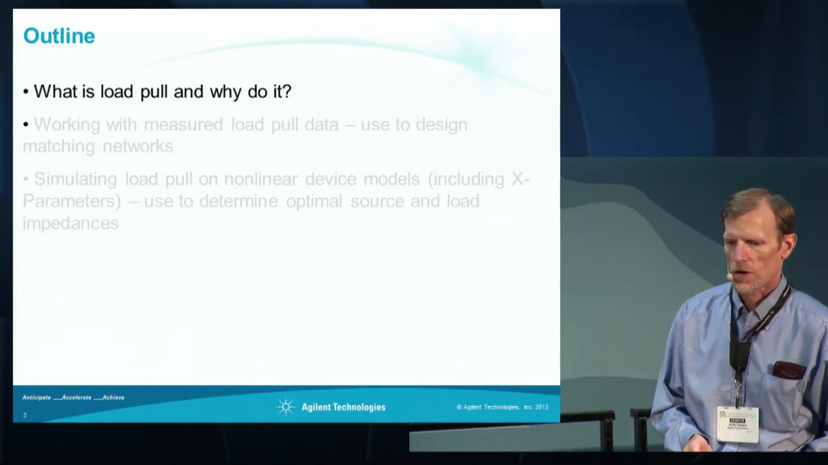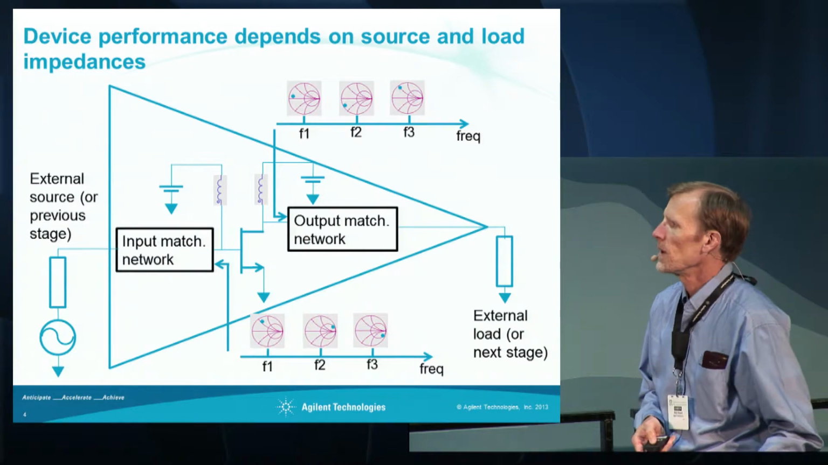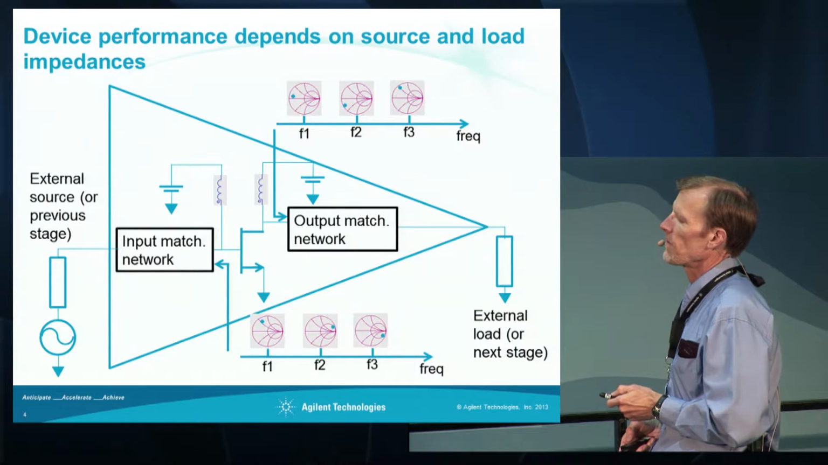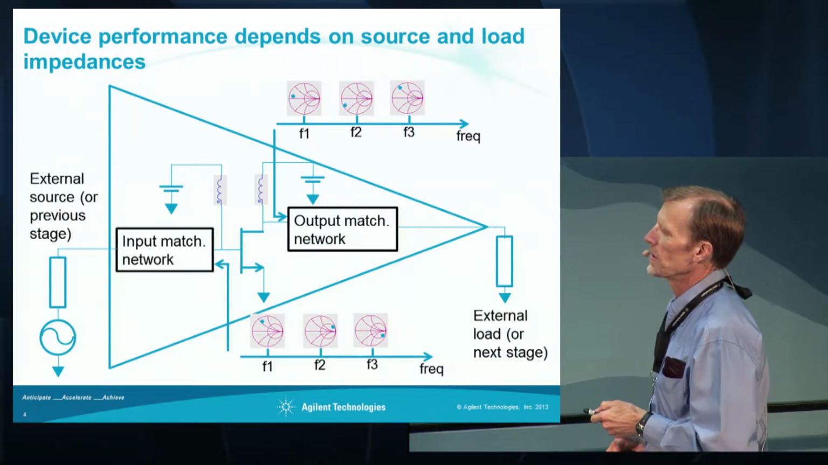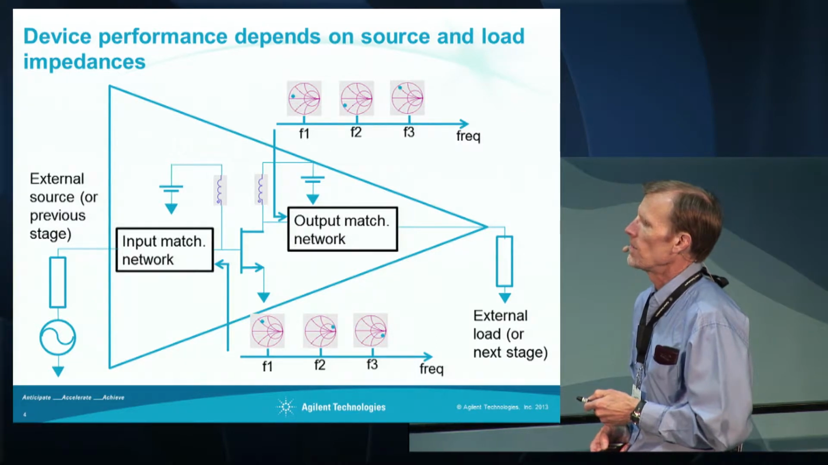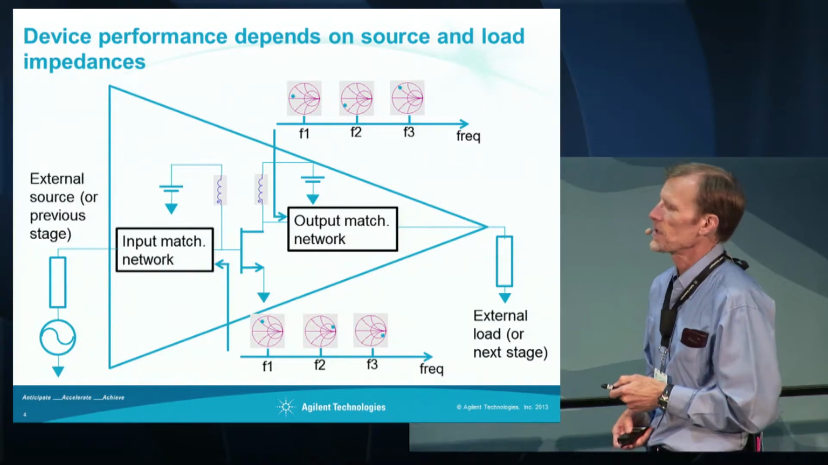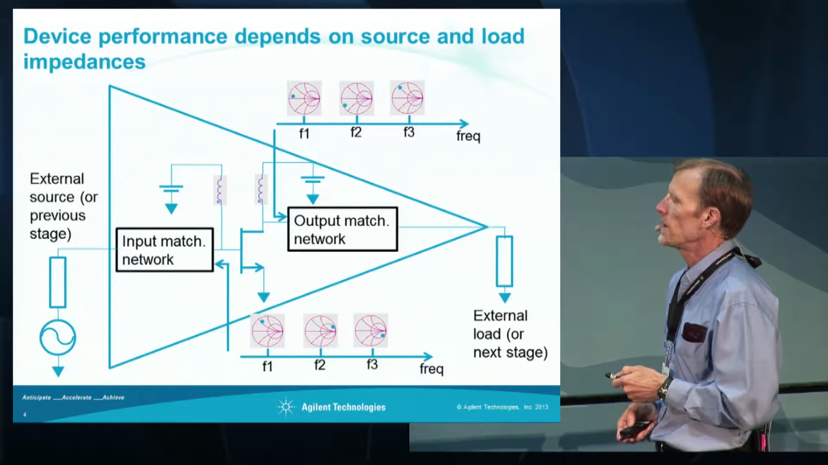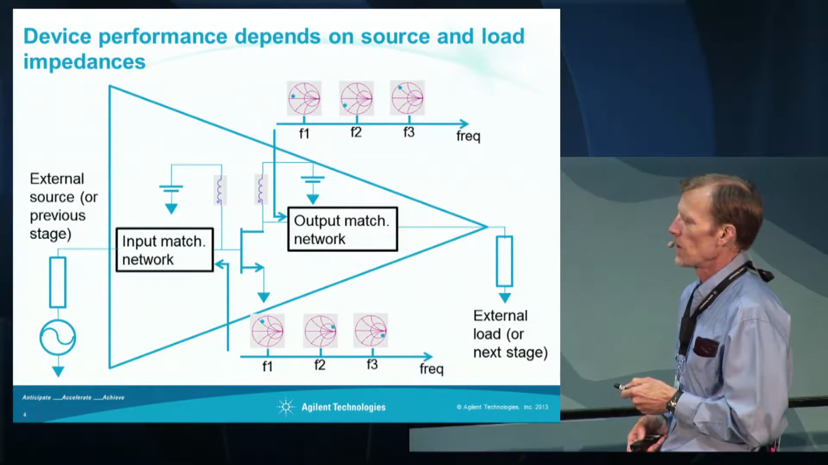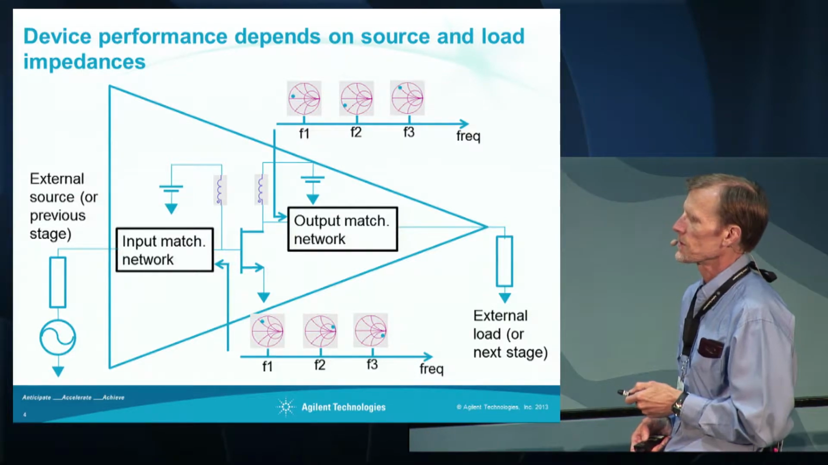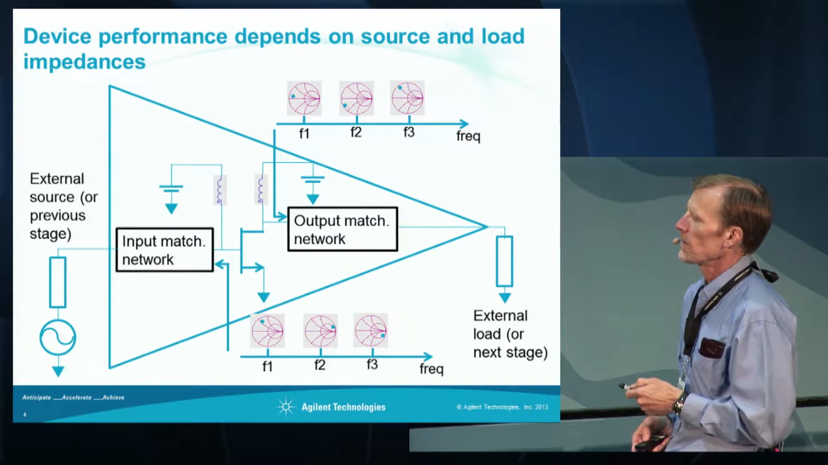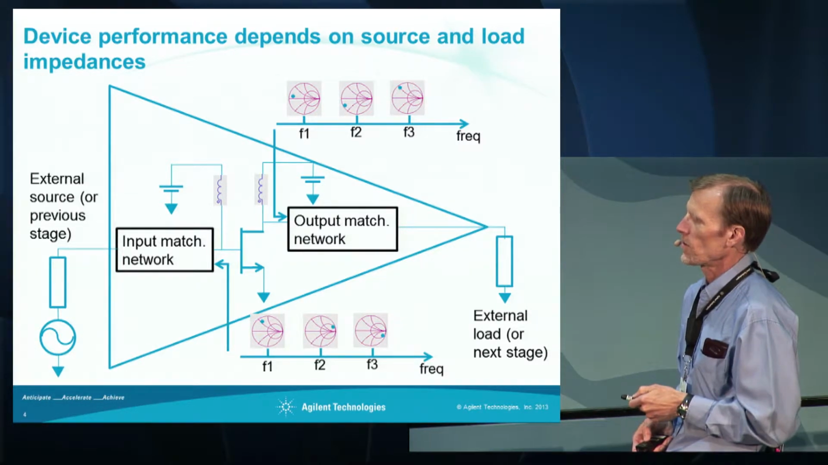Okay, first I'll talk about what load pull is and why do it. If you're designing a power amplifier, you're probably using a nonlinear device, a FET, for example. And a big part of the design process is determining what impedances to present to the output as the load and the input as the source, at the fundamental, second and third harmonics for the load, and also at the fundamental, second and third harmonics for the source.